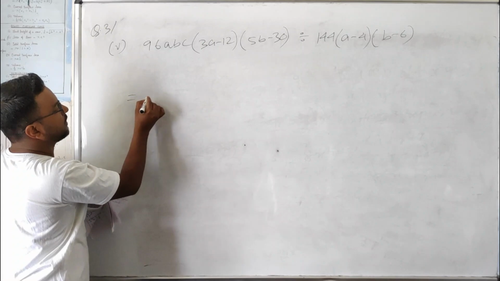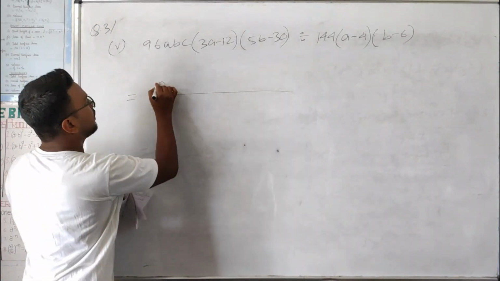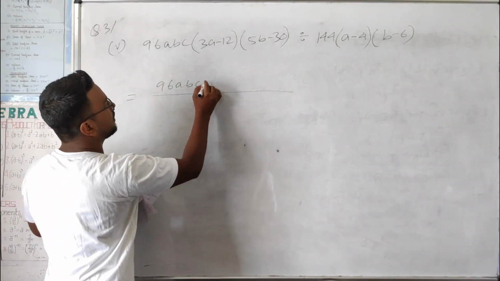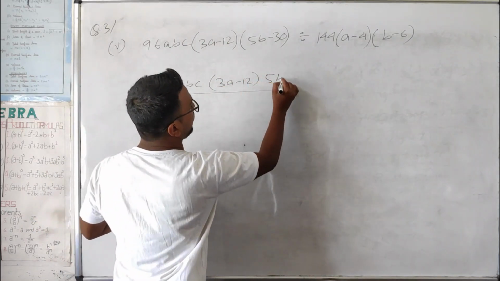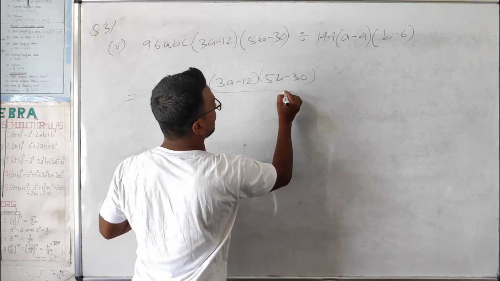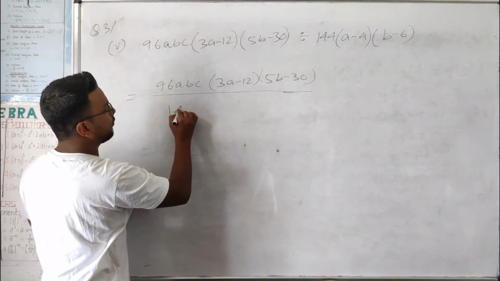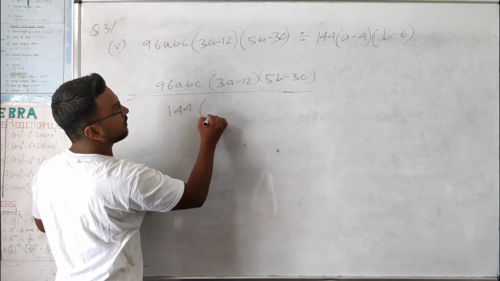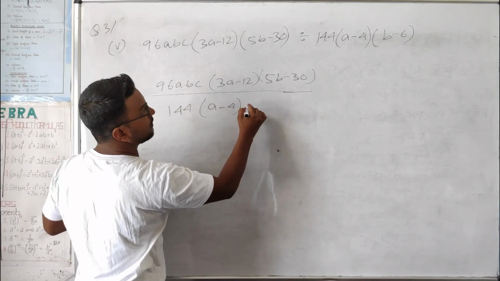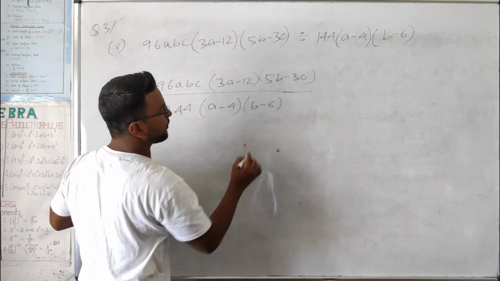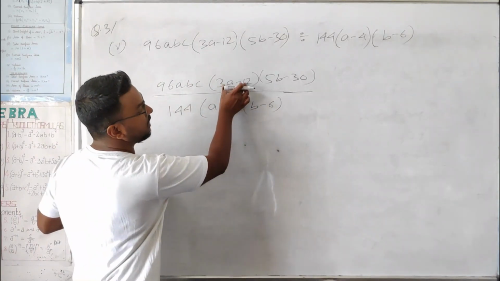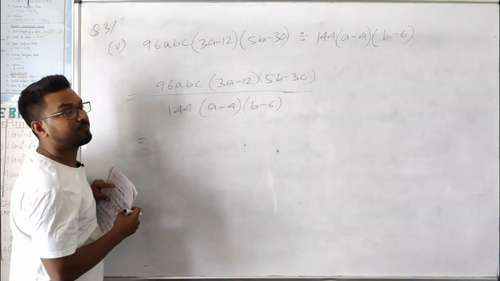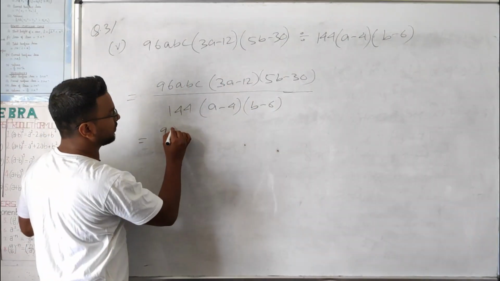So this can be written as 96abc into 3a minus 12 into 5b minus 30, divide by 144 into a minus 4 into b minus 6. Okay, first of all what we'll do, we'll see within the bracket whether there is any common factor or not. So what are the common factors here?